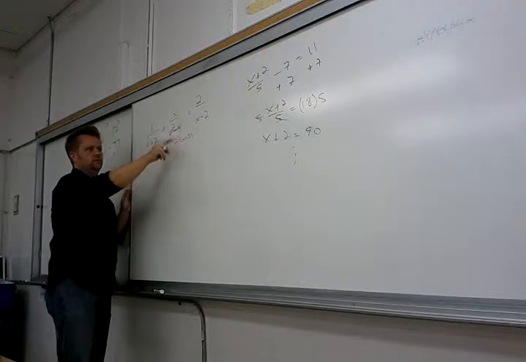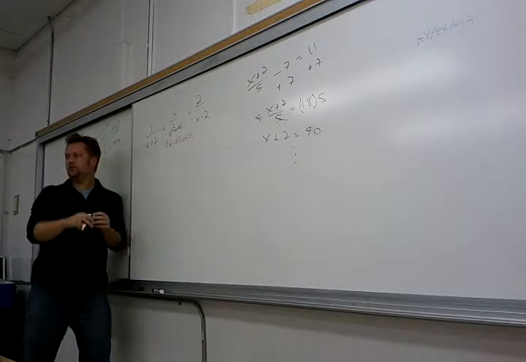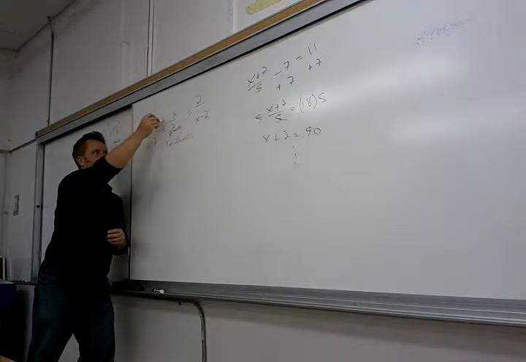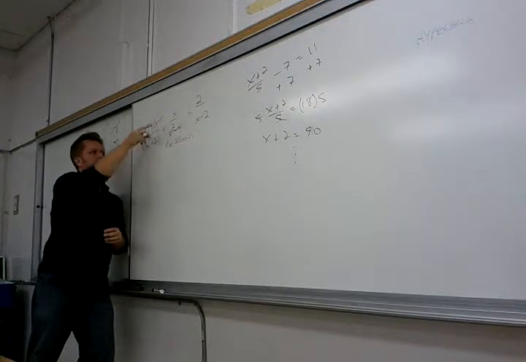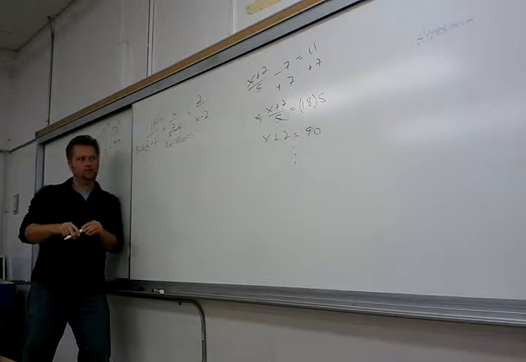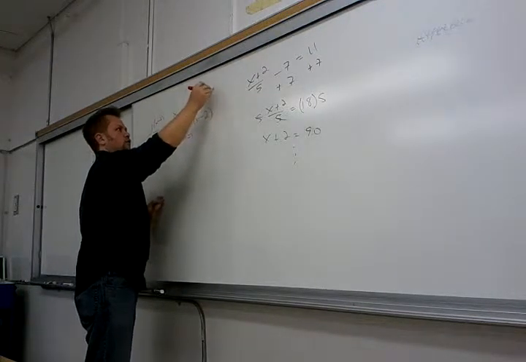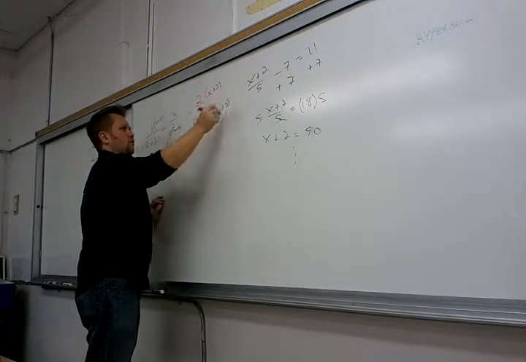Rewrite it, so now I can see who's missing what. What's he missing? X minus 2. So multiply top and bottom by x minus 2. What's the last guy missing? X plus 2. Multiply the top and bottom by x plus 2.